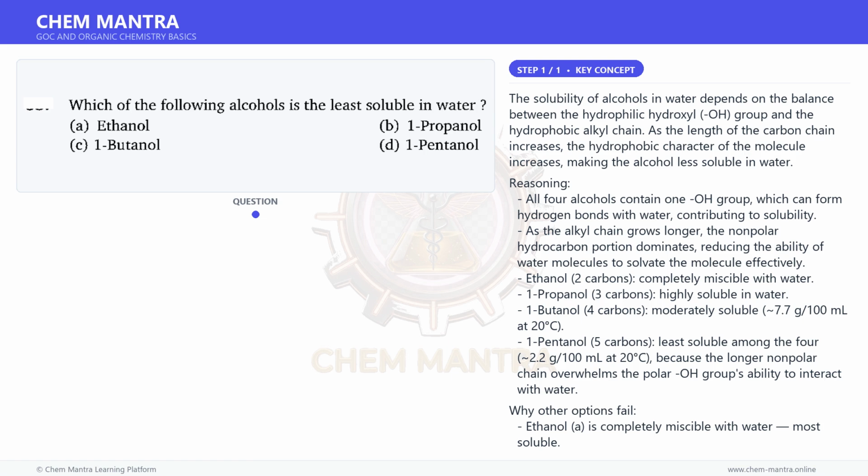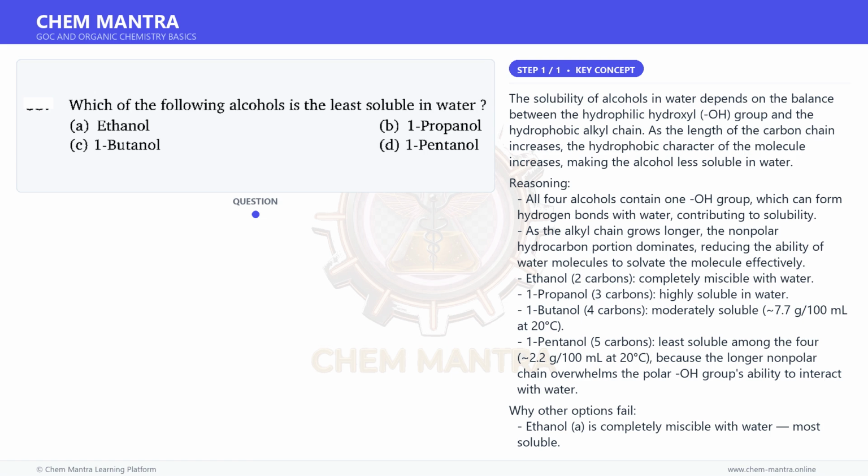1-butanol, 4 carbons: moderately soluble, 7.7 g/100 ml at 20 degrees Celsius. 1-pentanol, 5 carbons: least soluble among the 4, 2.2 g/100 ml at 20 degrees Celsius, because the longer nonpolar chain overwhelms the polar OH group's ability to interact with water.